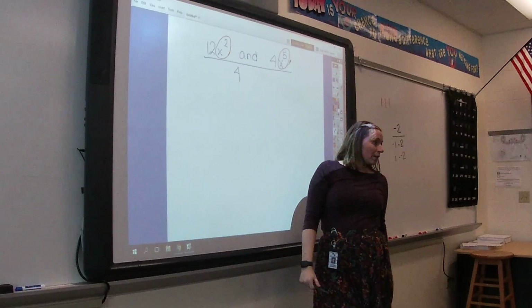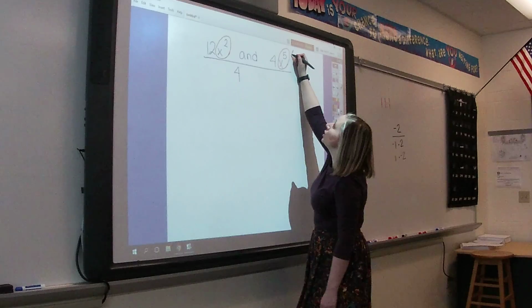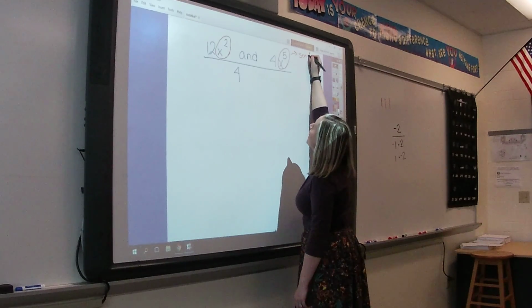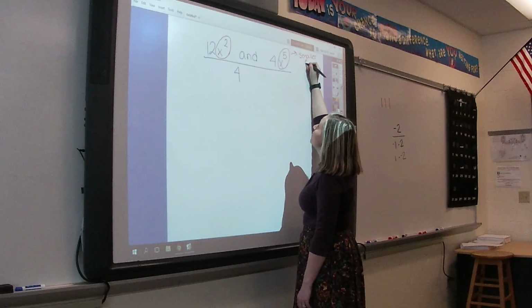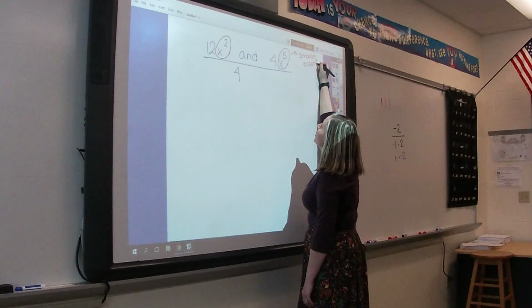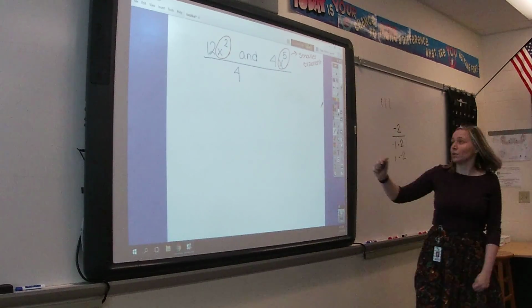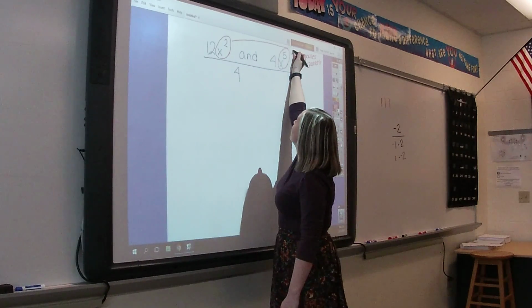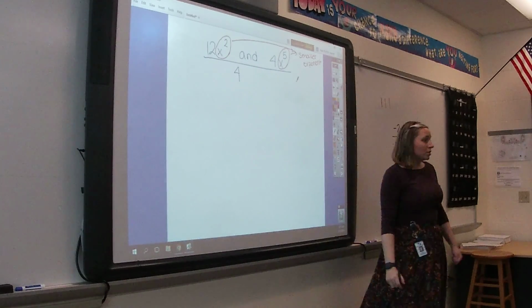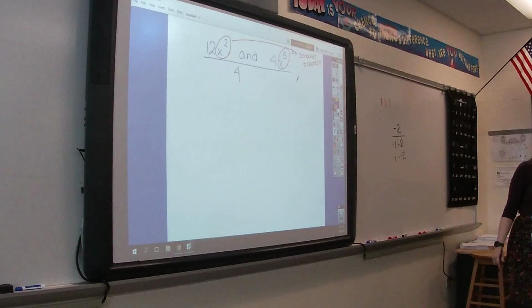So you're always going to use the smaller exponent. As long as they both have it, you're going to use the smaller exponent. So you're going to look at both of the x's and decide which one's smaller. So is 2 smaller or is 5 smaller? 2.